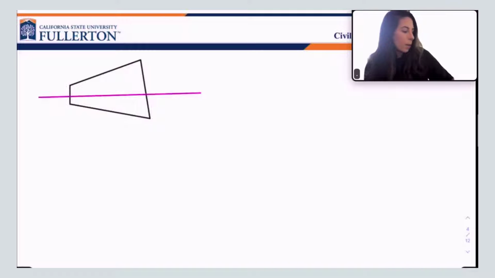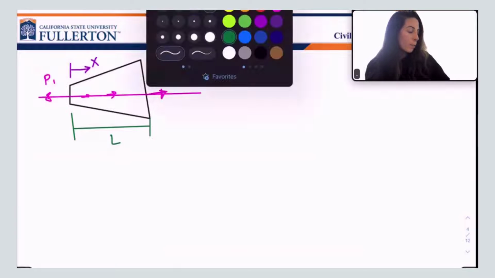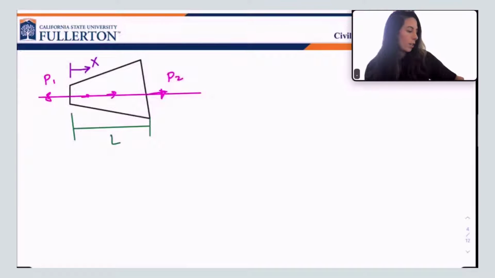Let's say we have some force P1 pulling on the bar in this direction. We have some forces here. And then we have some force P2 pulling in the opposite direction. I'm going to define my x to start from this point here. And we have some initial length of this bar, L.